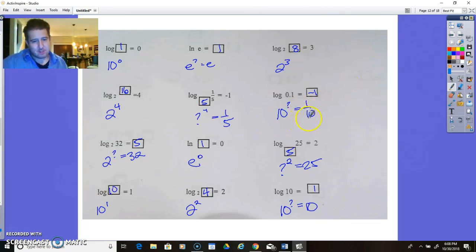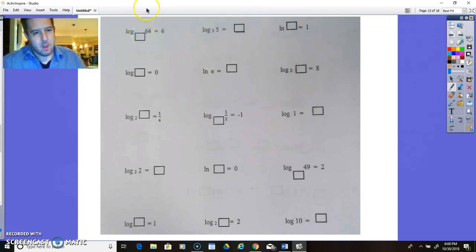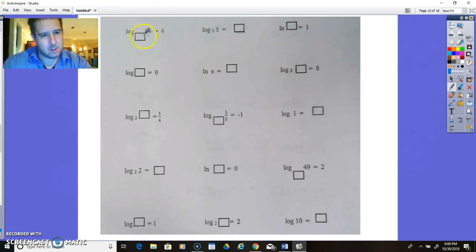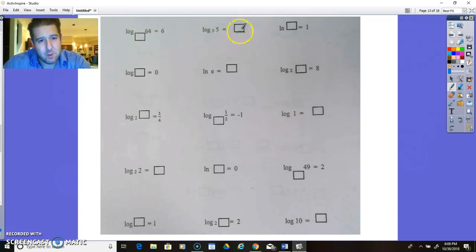So you can see I can do these questions very quickly, and it's much easier if you take it from logarithmic and change it to exponential format. This one, so what to the 6th power is 64? That's 2. 5 to the 1st power is 5. This is e to the 1st power is e, and so forth. So I think you've pretty much got the hang of it, so just rewrite it. So this is 2 to the 4th power.